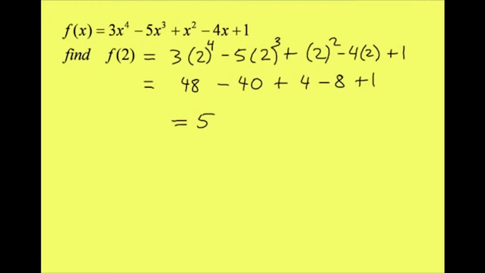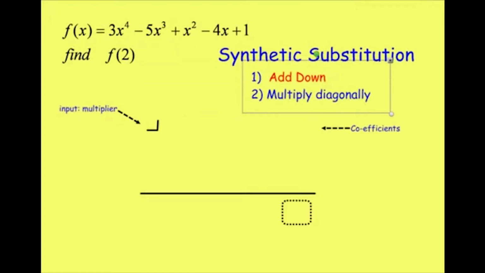We're going to take a look at a different way of evaluating this function at 2. The process that we're going to do is called synthetic substitution. And there are two steps that are involved. First, we're going to add down, and then we're going to multiply diagonally. And we're going to continue to repeat these steps until the process is finished.